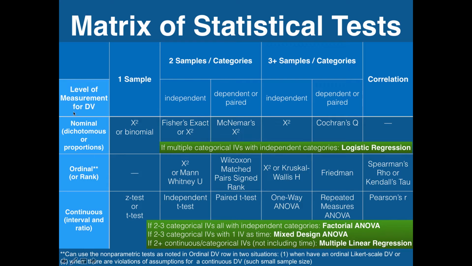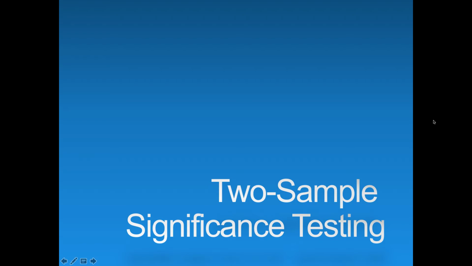Either way, we'll come back to this, and it'll make more sense the last day of class than it does right now. So, two sample significance testing. Last week we talked about one samples and trying to estimate the mean if we had some information, or estimating the population's mean. Now we have two separate samples and we're trying to see if there's a difference between them.